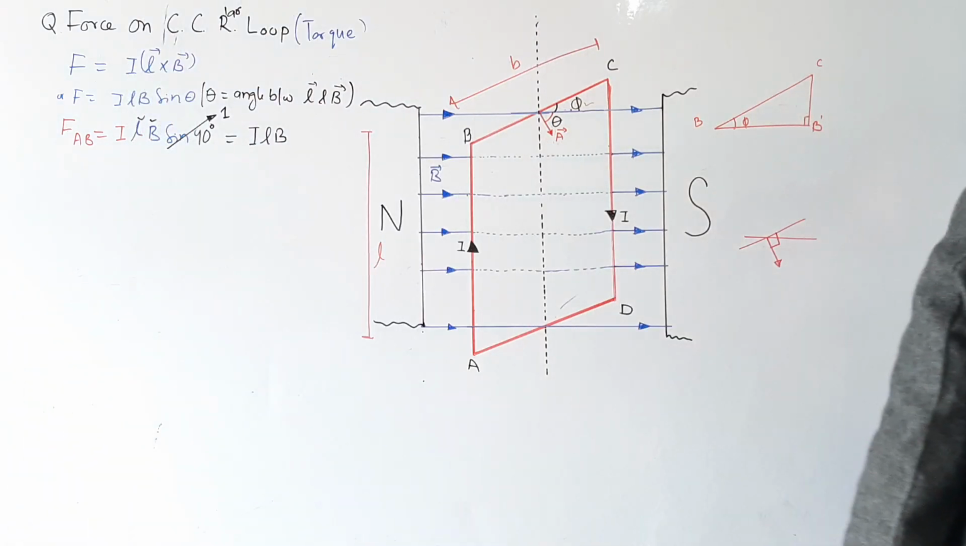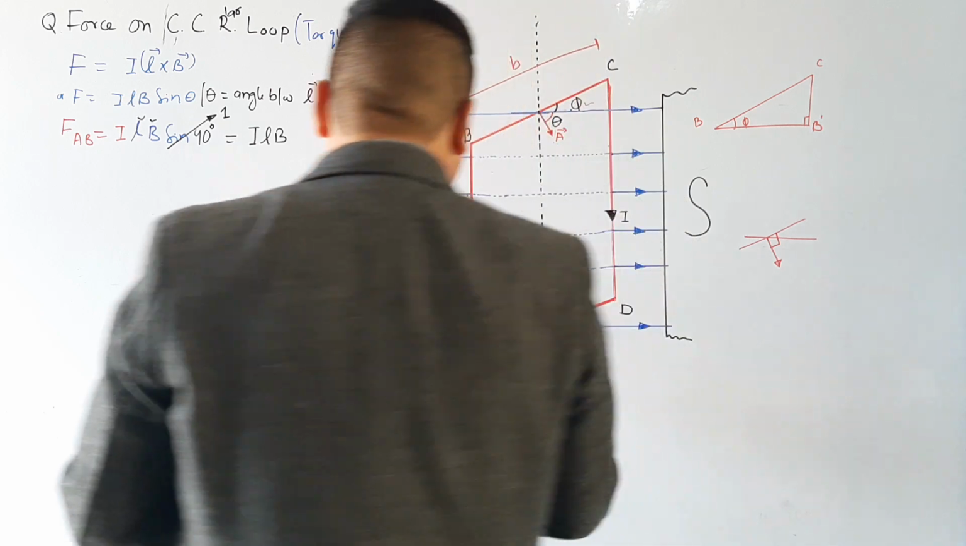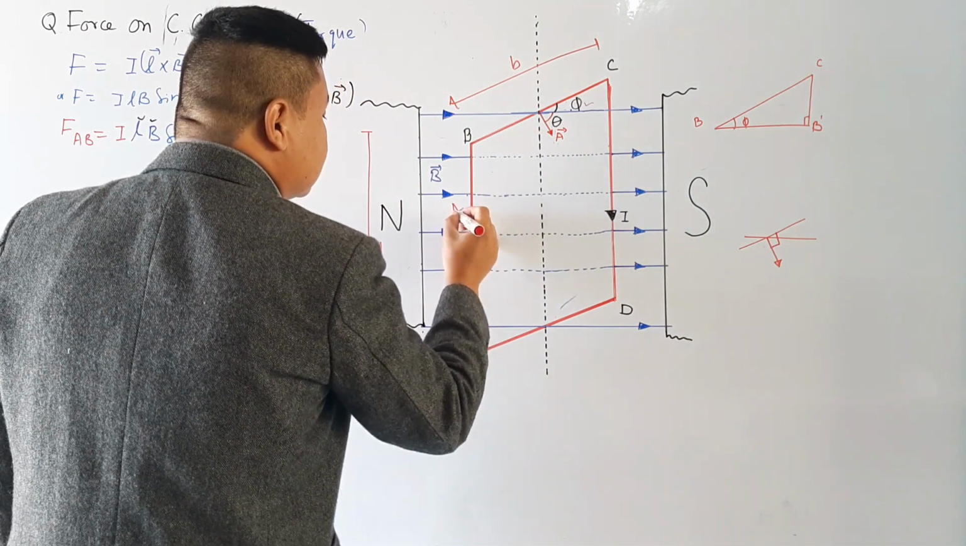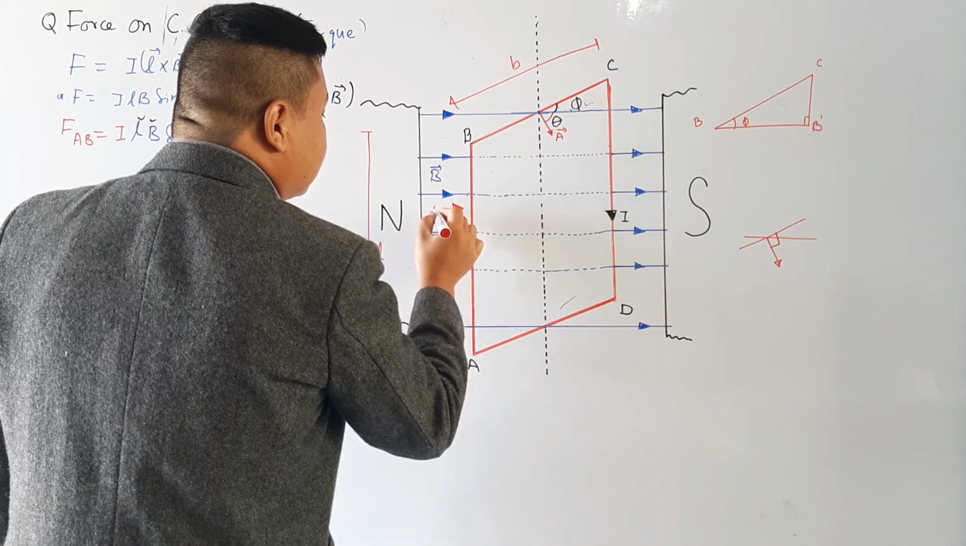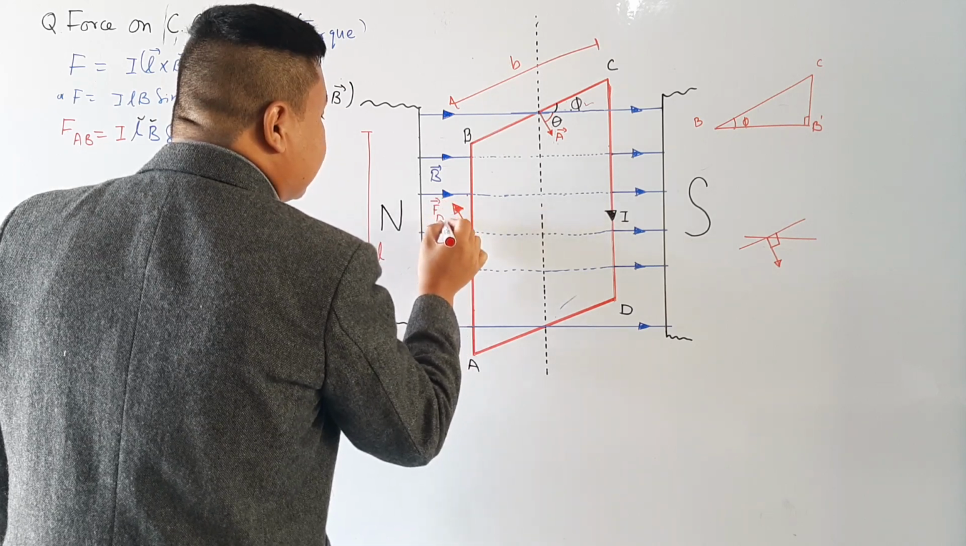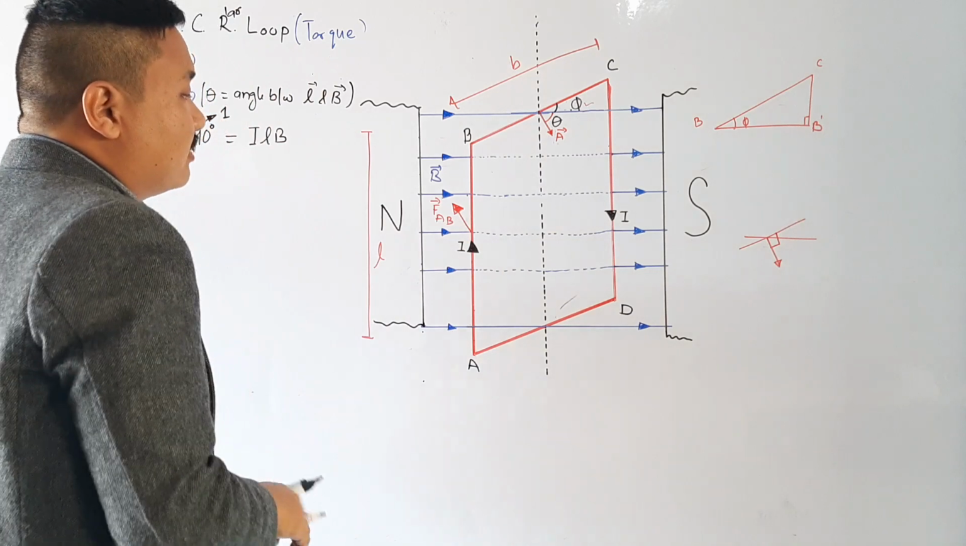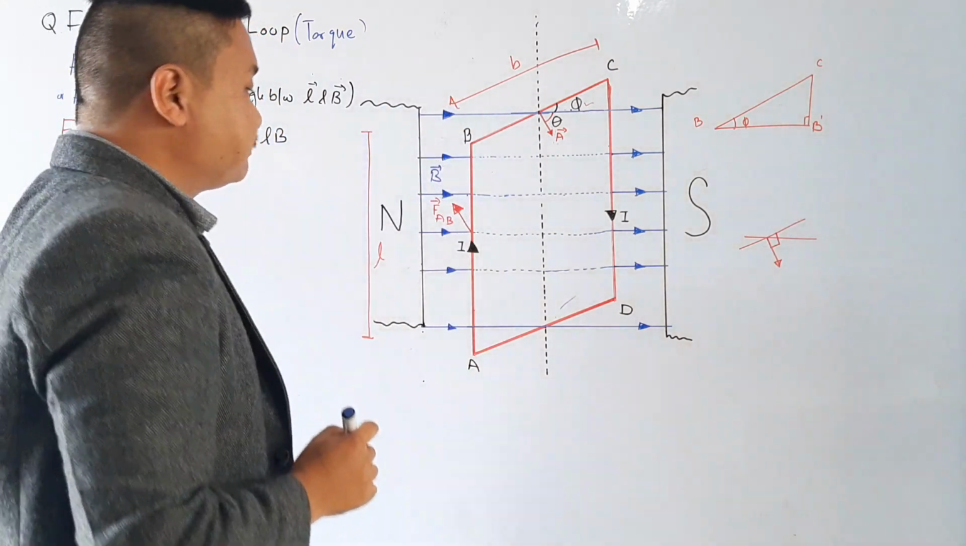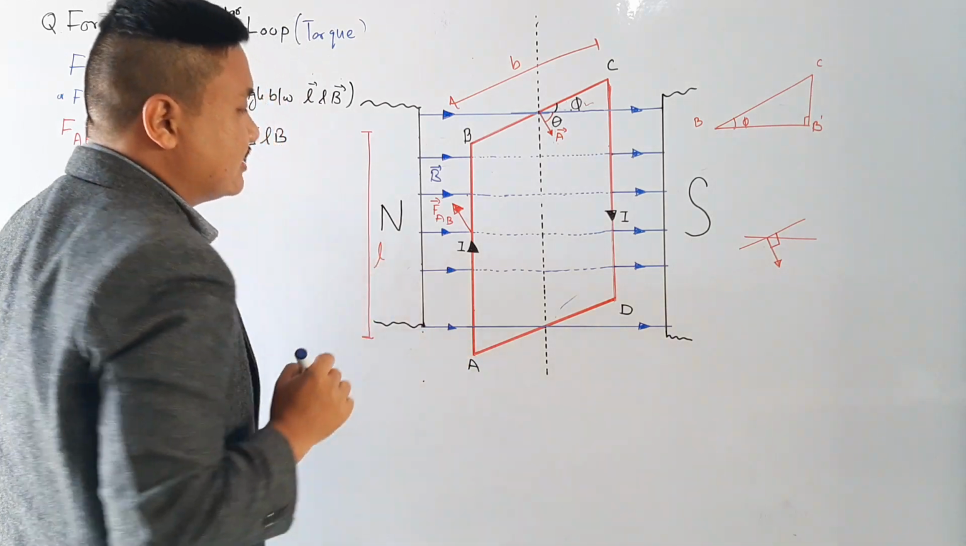So here what I can write is that the force on the arm is going like this. This is my force vector on AB, from each and every point. From here also the force will go inside. From here also the force is going inside.